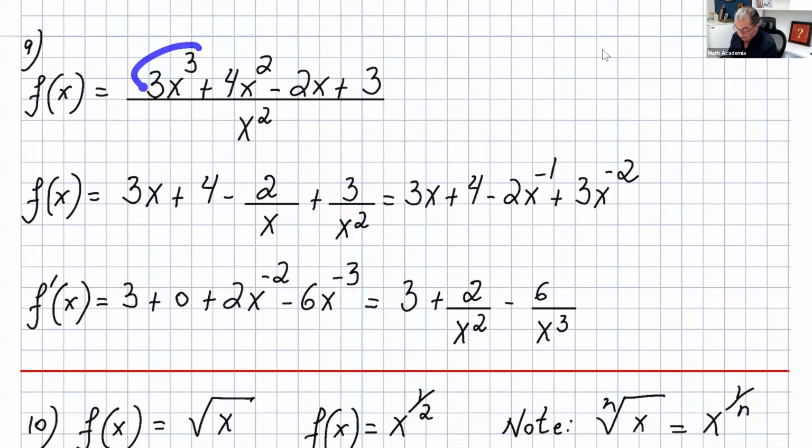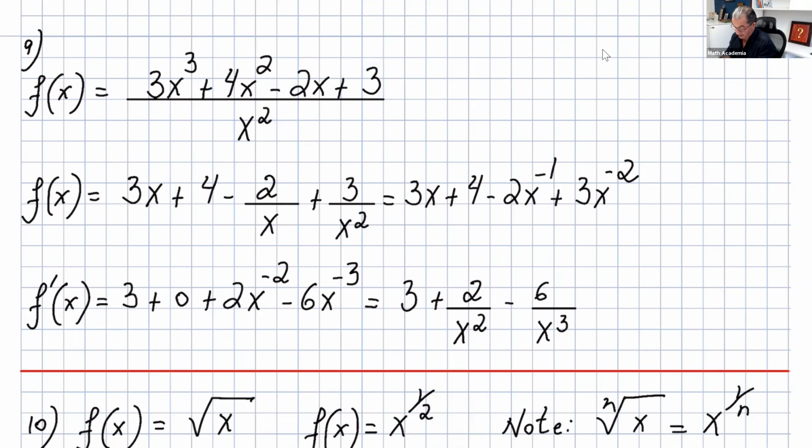Now again, this is a polynomial, and you divide that by a monomial, just one term. If you want to find the derivative of this function, again, use some algebra first, rules of exponents, separate them. So first, 3x cubed over x squared is just 3x, and you don't have to write x squared each time. You can just do this with faster steps. 4x squared divided by x squared is 4. Negative 2x over x squared is negative 2 over x. And 3 over x squared is 3 over x squared.